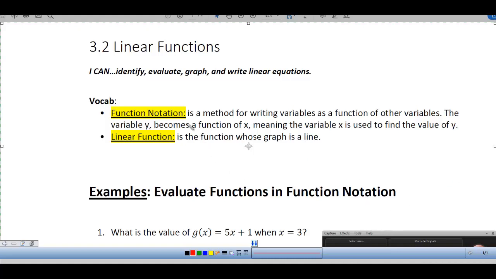First thing we're going to talk about is function notation, and that's really just a fancy way of writing the equation. We're going to write these in slope-intercept form typically. Instead of y equals mx plus b, function notation writes that as a function of the input. So we'll say f of x, function of x, equals mx plus b. That's really the only change there with the function notation.